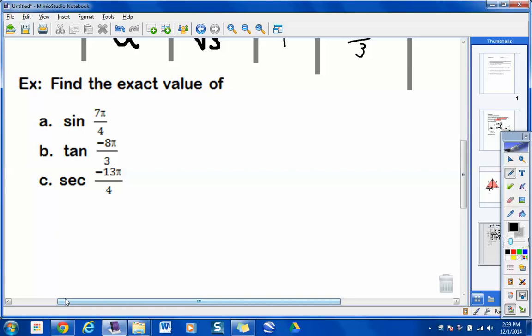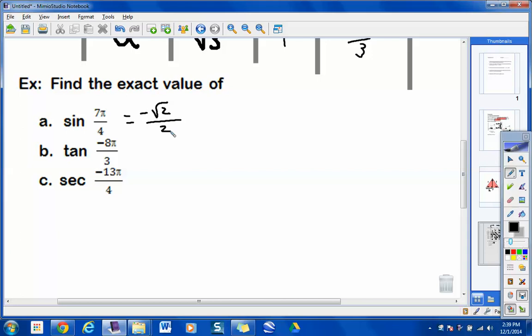Which quadrant is 7 pi over 4 in? Everybody see it listed in quadrant 4? So if I wanted the sine value there, what do you have? What's it say the sine value is? Negative root 2 over 2, right? Okay, next one I want is tangent of negative 8 pi over 3.